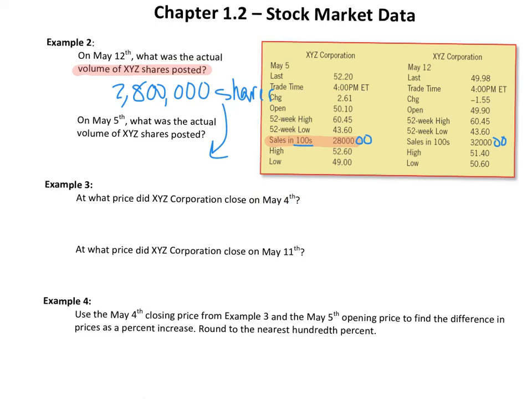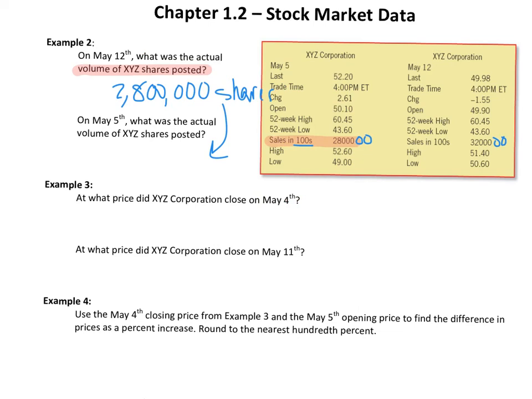So the opening price was 50.1, and that has been a change of 2.61. The last price that it was at and how much it has increased. So we subtract these. If we take the price that it is currently at, since that means it was plus 2.61, if we subtract the 2.61, then we can figure out what it was the day before.